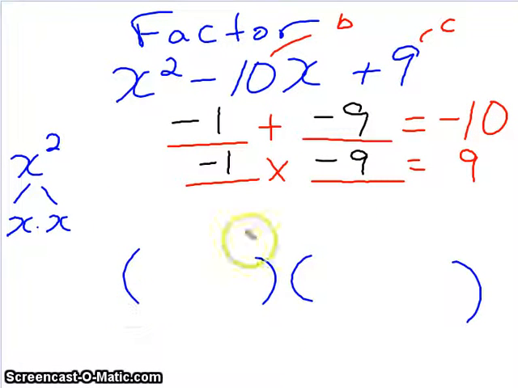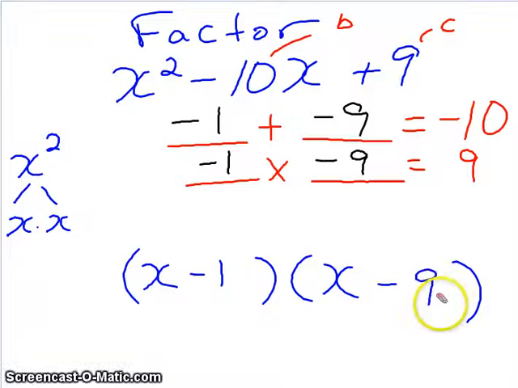So I write down my two brackets, because this is going to create a binomial by binomial product. And I fill in my two values of x, putting one x in the front of one bracket and one x in the front of the next bracket. And then I take my two numbers that I found as the factors, and I plug one in as x minus 1, and I put the other over here as minus 9. And my end result is x minus 1 times x minus 9.